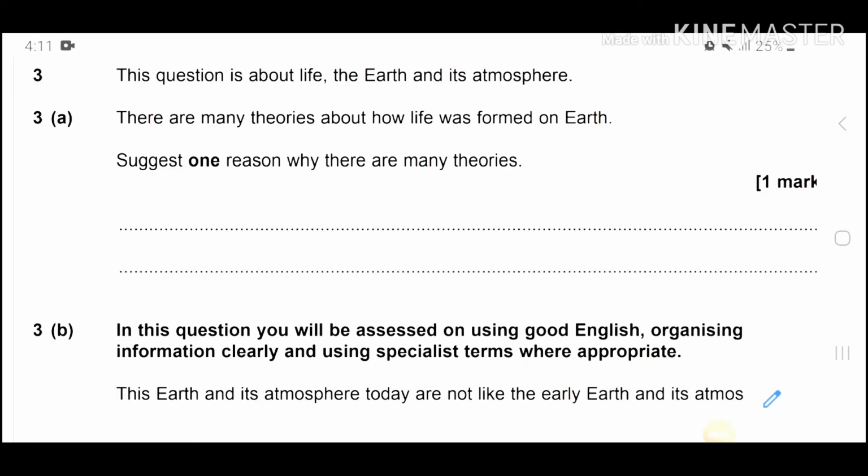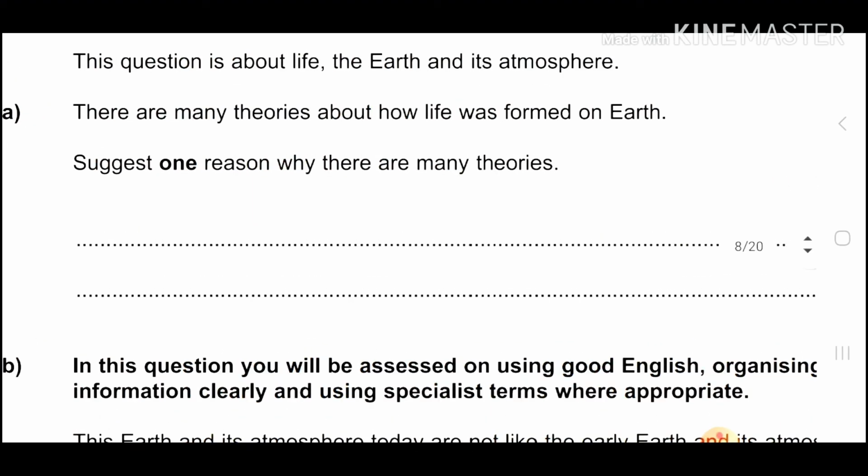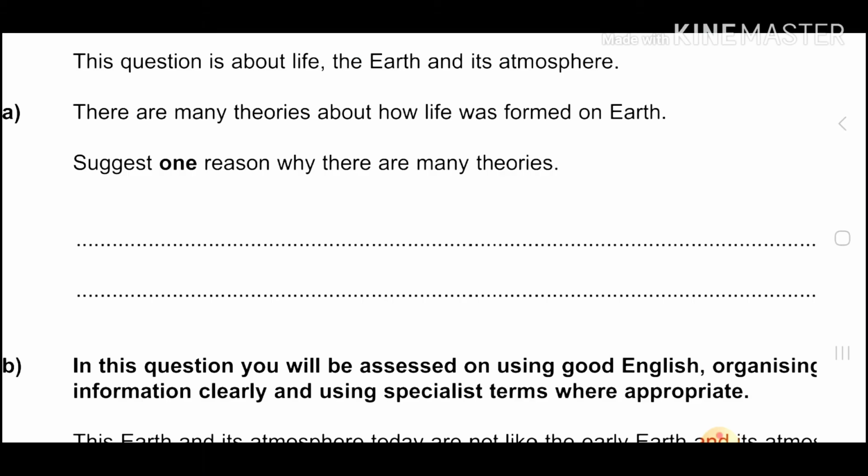So question number 3, this question is about life, the earth and its atmosphere. There are many theories about how life was formed on earth. Suggest one reason why there are many theories. So it occurred many years ago, right? It's billions of years ago.